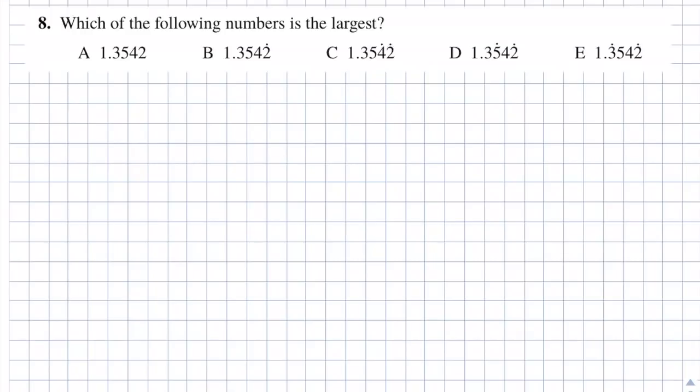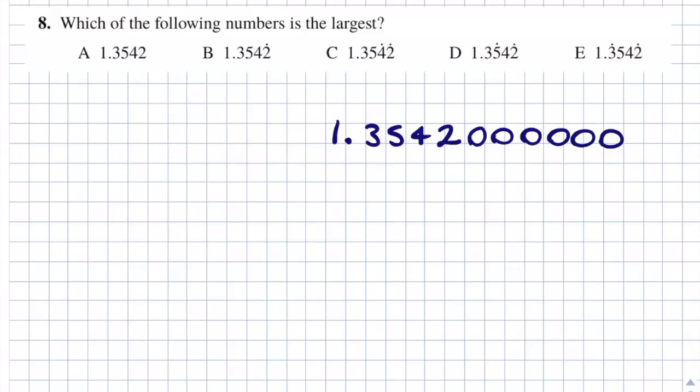So let's try and simplify each of these decimals. So A is nice and easy because we've got no recurring decimals. So it's 1.3542. And what's going to happen is we're just going to have zeros going on forever after this. If you like, the 0 after the 2 is a recurring decimal. And I've done that so that we can compare our other answers against this result here.